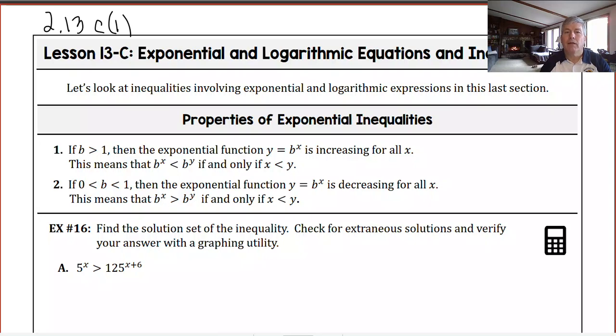Welcome back. The objective of this video is to explore properties of exponential inequalities and confirm the solutions using our graphing calculator. So the properties of exponential inequalities say that if b, our base, is greater than 1, then the exponential function y equals b to the x is increasing for all values of x. That's stuff we already know.